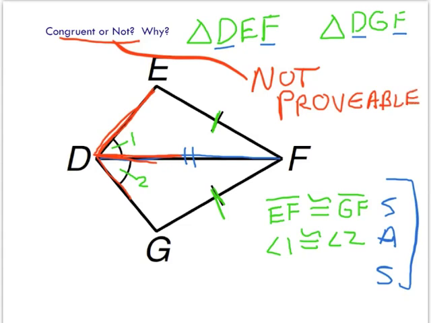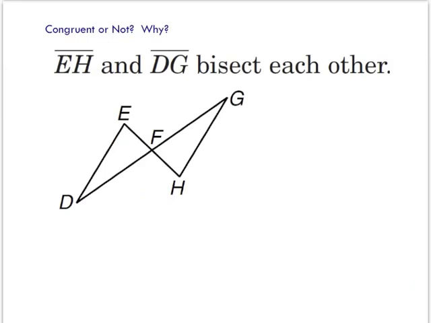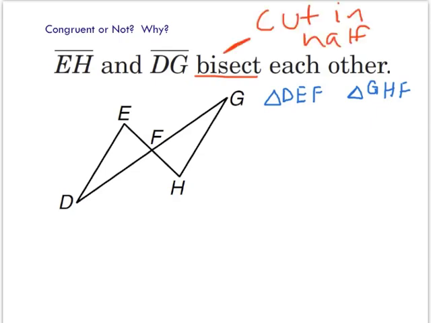Let's try another example. What about these triangles? Let's name them first. So we've got DEF and GHF. So, what does it mean for two segments to bisect each other? Well, bisect means cut in half. And so each of these segments is cutting the other one in half.